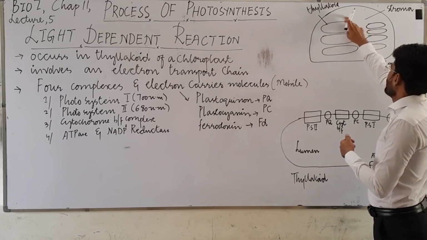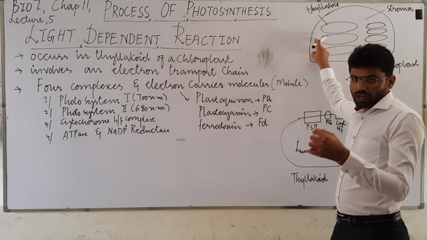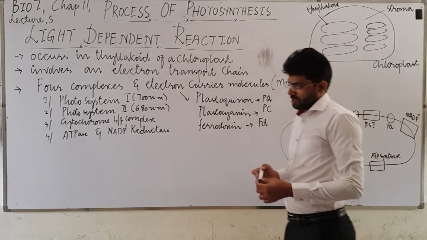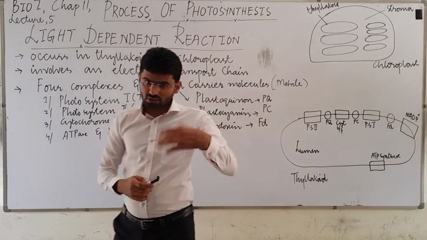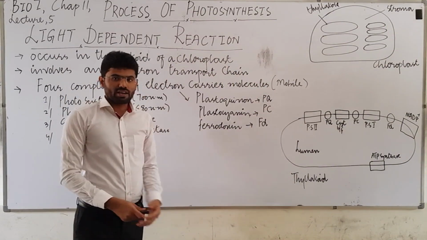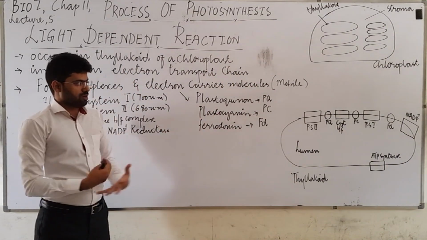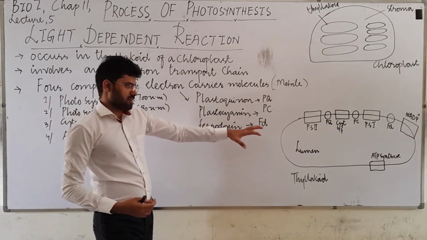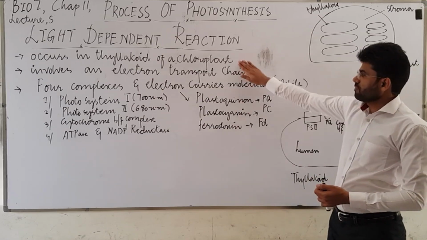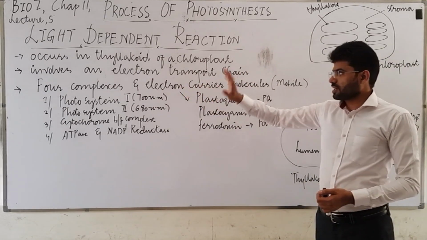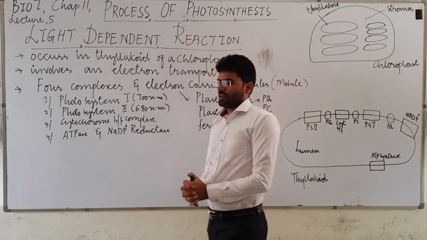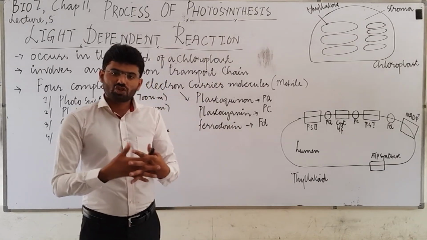The empty space of a chloroplast is known as the stroma. You can also call it the plasma of the chloroplast. In that plasma there will be another chemical reaction called the dark reaction, but for now we will look at the light dependent reaction. The light dependent reaction occurs in the thylakoid of a chloroplast, actually a kind of an electron transport chain.